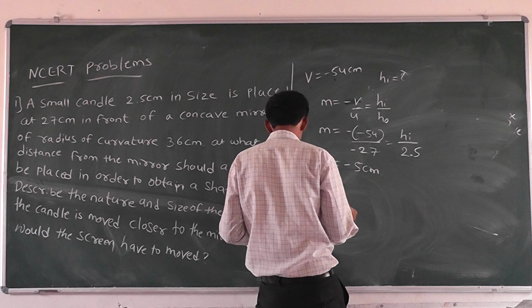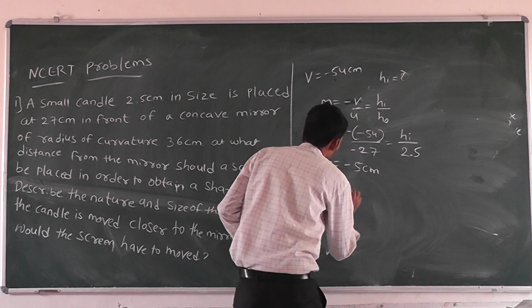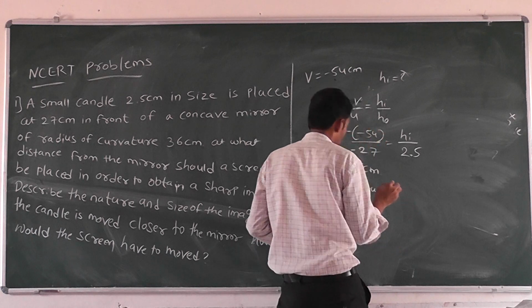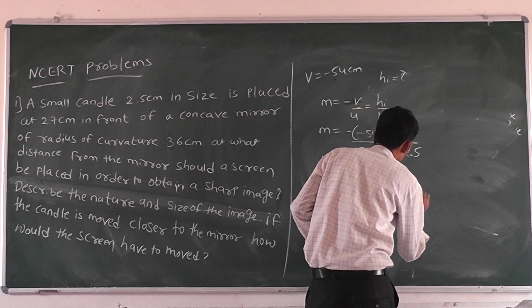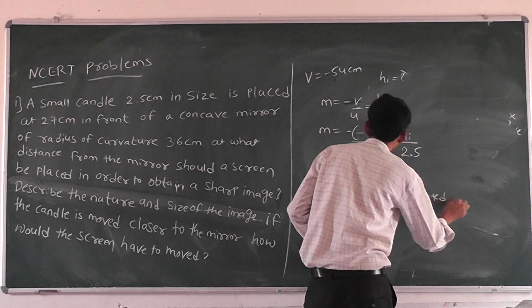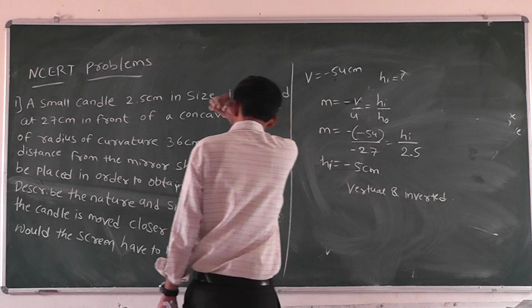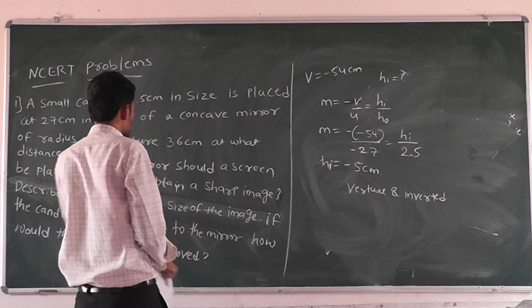The sign indicates that the image is virtual and inverted. So we will get a virtual and inverted image. Next, describe the nature and size of the image.